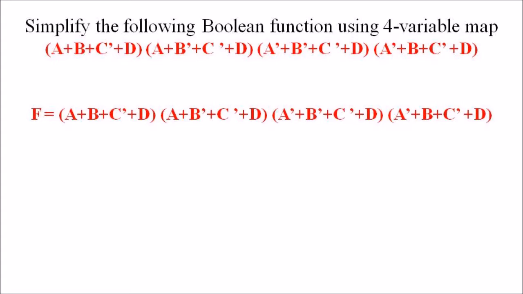Our first question is, simplify the Boolean function using K-map. The function is (A + B + C' + D)(A + B' + C' + D)(A' + B' + C' + D)(A' + B + C' + D)(A' + B + C + D)(A' + B + C + D')(A' + B + C' + D'). As we can see in this equation, the given function has 4 different variables: A, B, C and D, and all the individual terms have all these 4 variables.